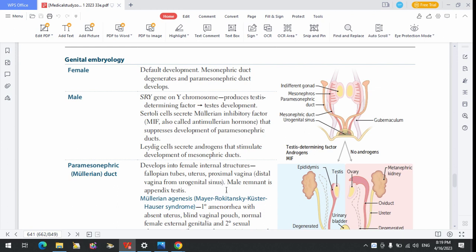Sorry, now I'm a bit lost. You said we should separate this into three things? You said gonads, internal duct, and then external duct. No, not external duct, external genitalia. So gonads, internal duct, and external genitalia. Exactly, yes. That's the way you look at it, starting from the gonads.